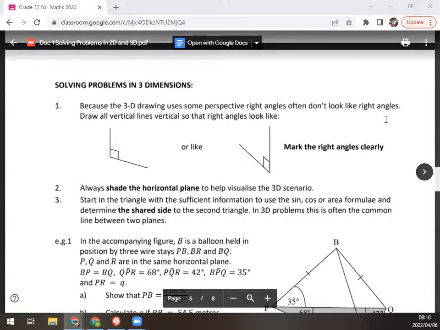So yeah, solving problems in 3 dimensions. They're saying that because the 3D drawing uses some perspective, right angles often don't look like right angles. So I think we are in the habit of, when you see a diagram and it looks like a right angle, normally we will either assume that it's a right angle or they'll give us information that it is. When we're working with 3D problems, it's not always going to look like that.